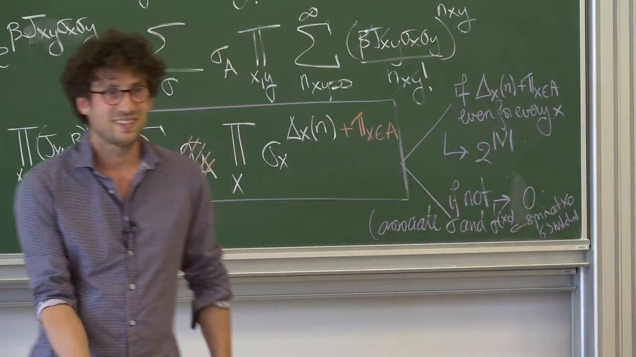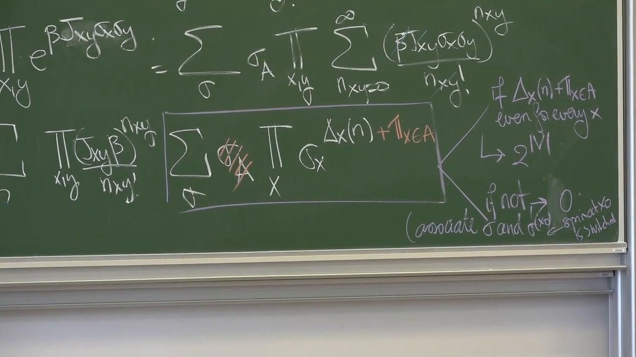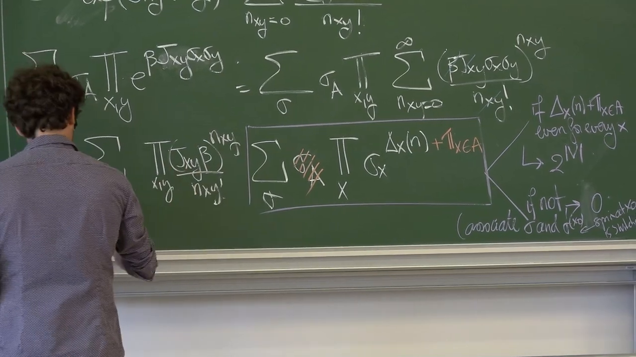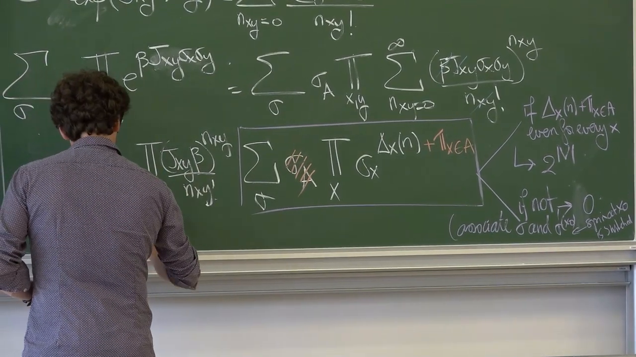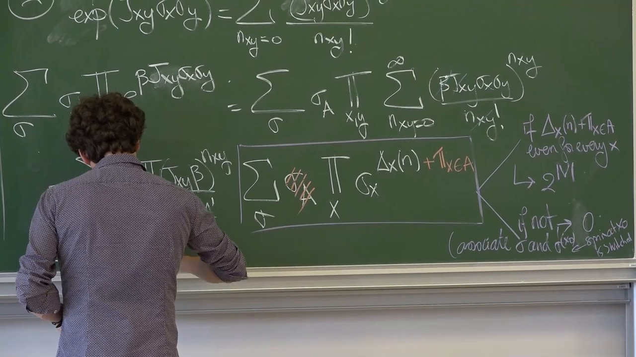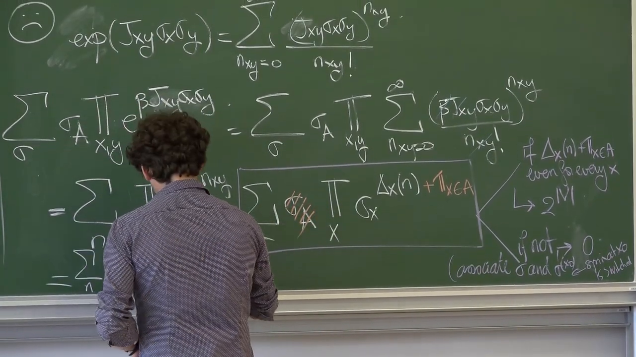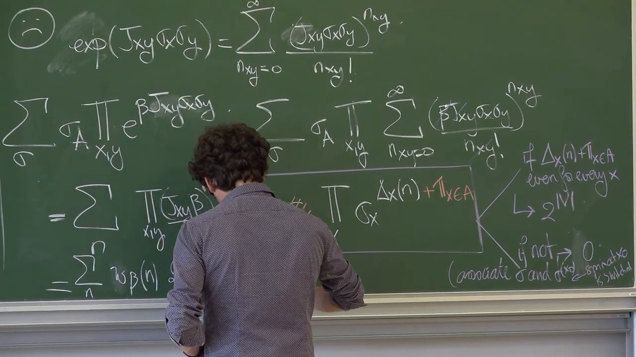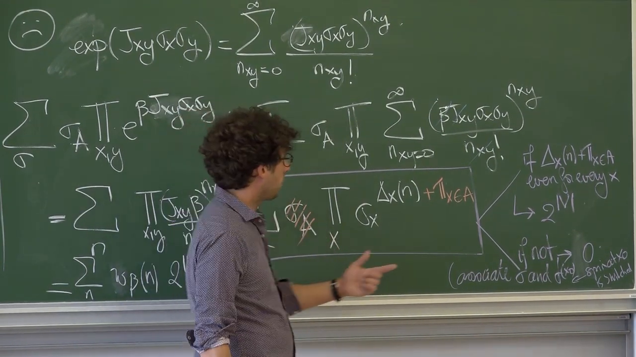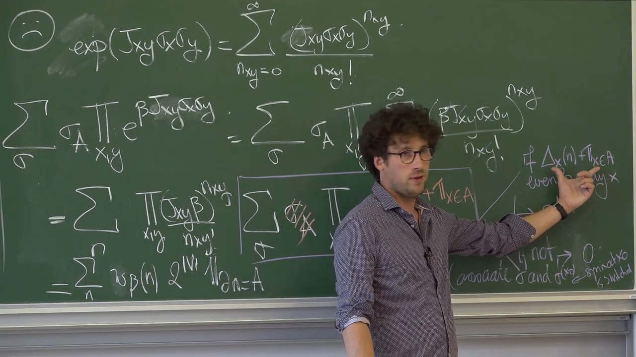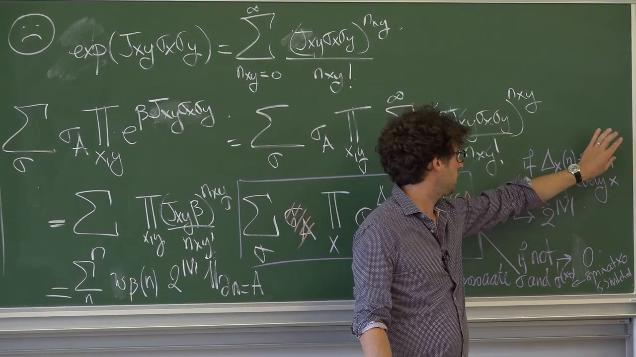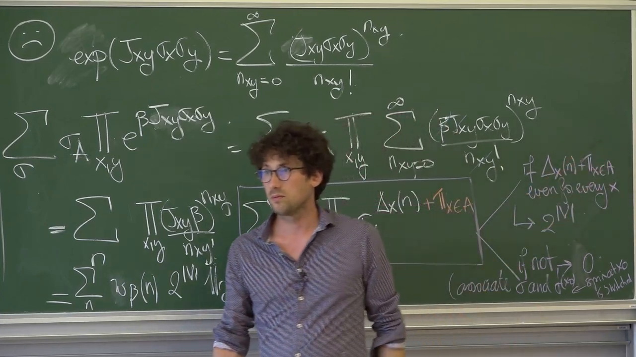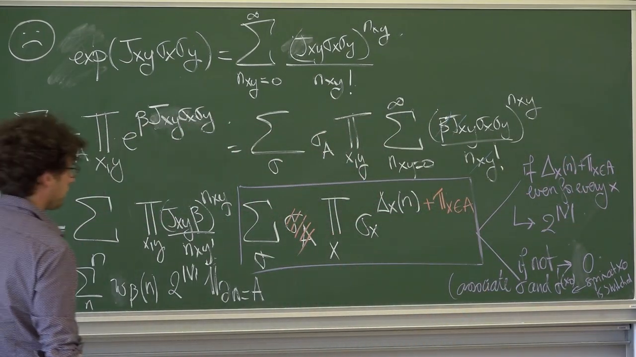OK. Sorry. OK. So overall, what do I get? This is w beta of n. And here, this is 2 to the number of vertices times the indicator function that the source of n is A, because having this be even for every x exactly means this is even for every x not in A, and odd for every x in A. So I get exactly what I want.